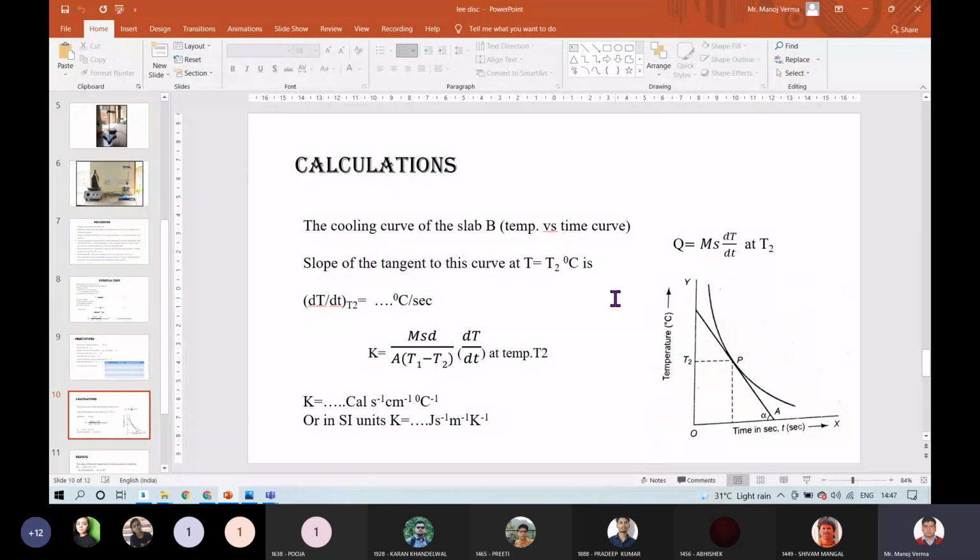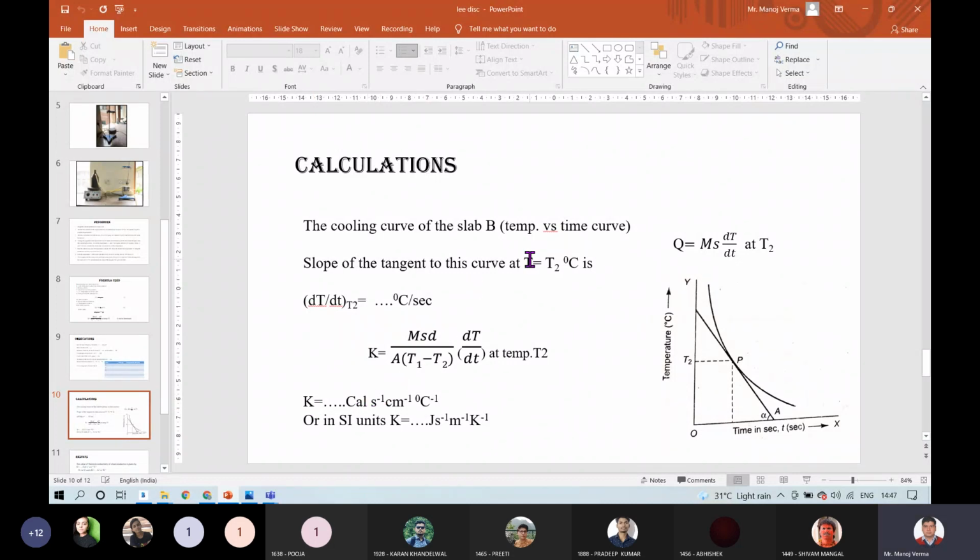Suppose this is your cooling curve and you have to find the slope of this tangent drawn at point P, and this slope will give you the value of dθ/dt, and with the help of this formula you can find the value of K.